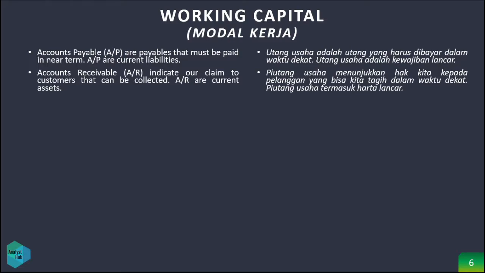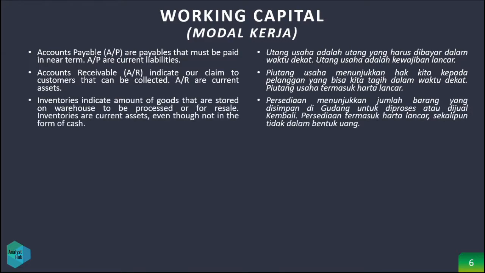Accounts receivable, denoted by AR, are our claim to customers because they buy our products but pay later. Receivables become our current asset even though it will become cash only after customers pay us. Inventories indicate the amount of goods that is stored in the warehouse, whether finished goods or raw materials. Inventories are a current asset even though not in the form of cash.